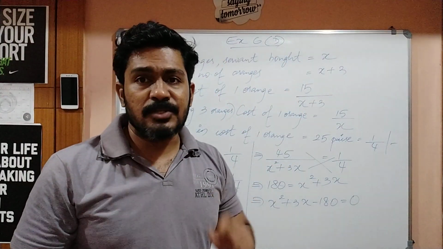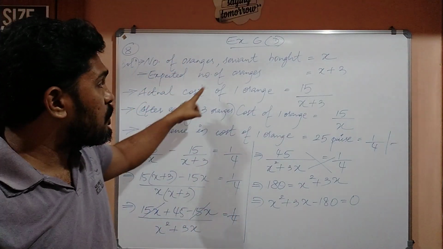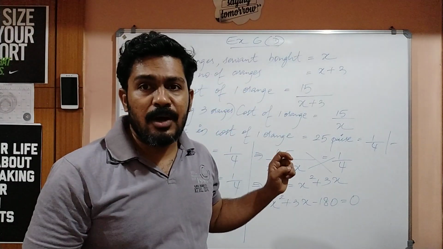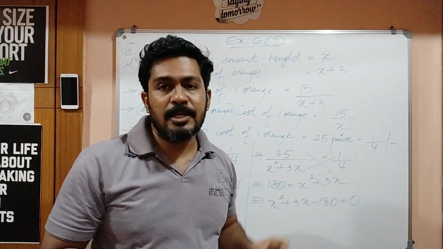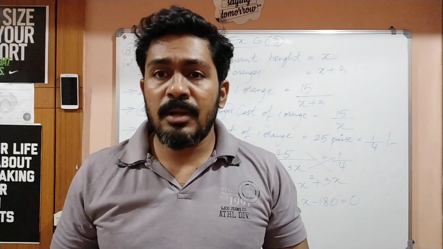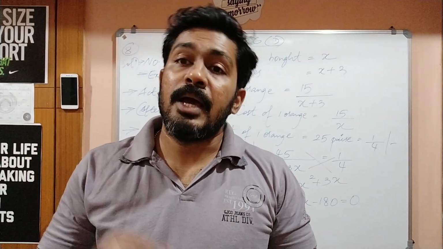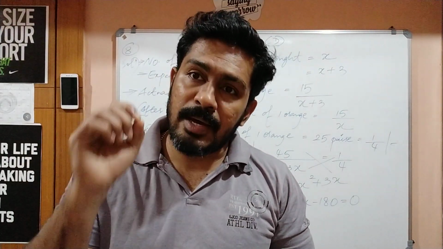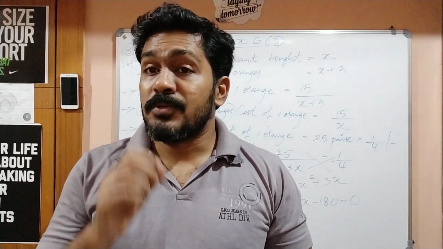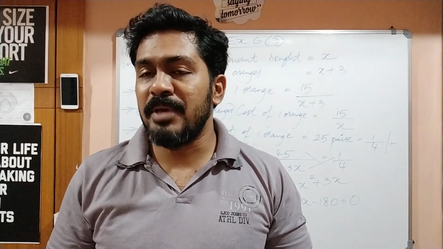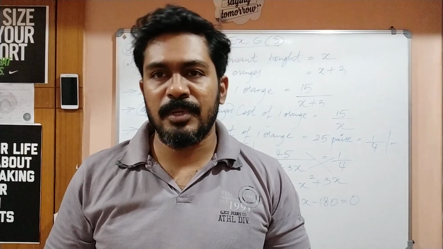Okay, now see children, the actual cost of one orange should be how much? 15 divided by X plus 3. 15 is what? The total money spent. X plus 3 is what? The actual number of oranges that Mr. Mehra would have got. So the actual cost of one orange should be 15 divided by X plus 3.